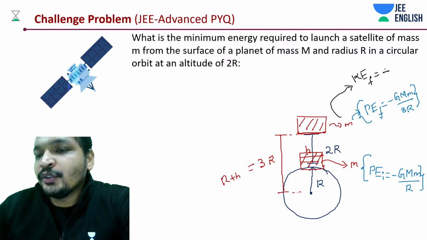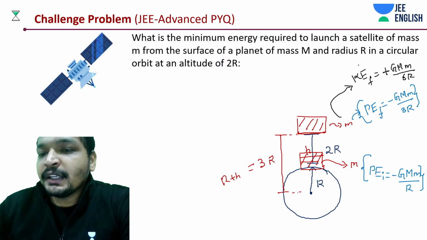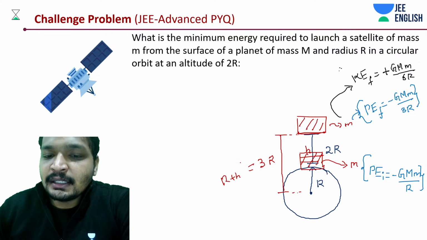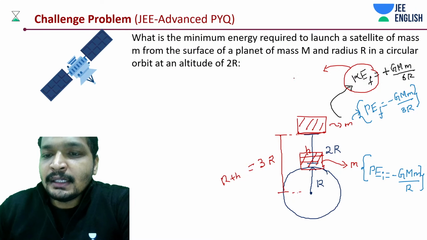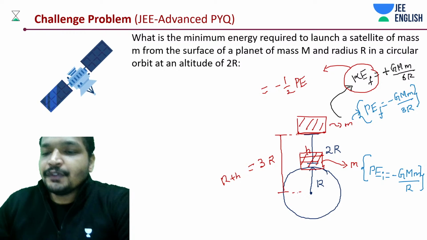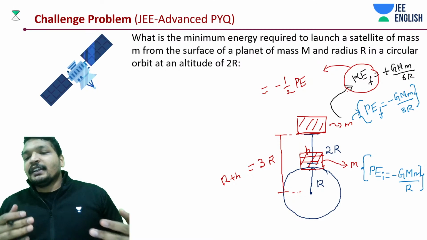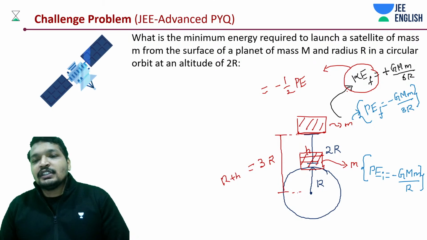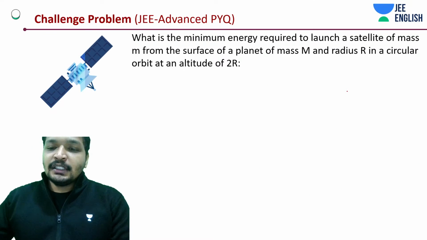Now you know what to do, don't you? Yes, of course. Half of potential energy. How did we get this? Because this is half of potential energy. Potential energy is going to be negative. So this is going to be minus half of your potential energy. You know these few things, what you need to do? Kinetic energy final plus potential energy final is equal to potential energy initial plus the kinetic energy of your launch velocity.